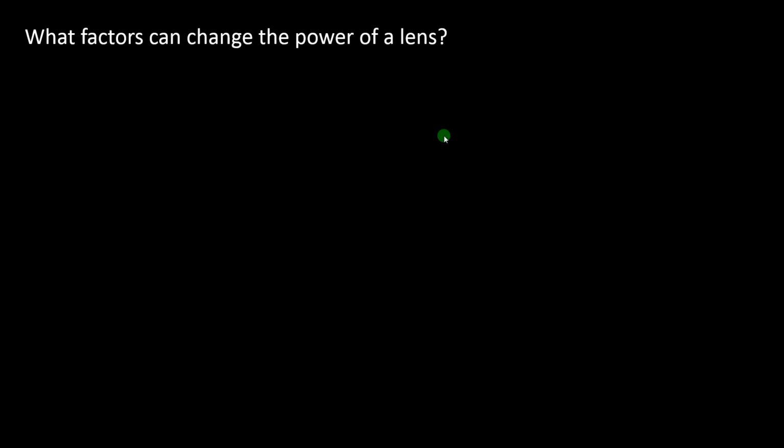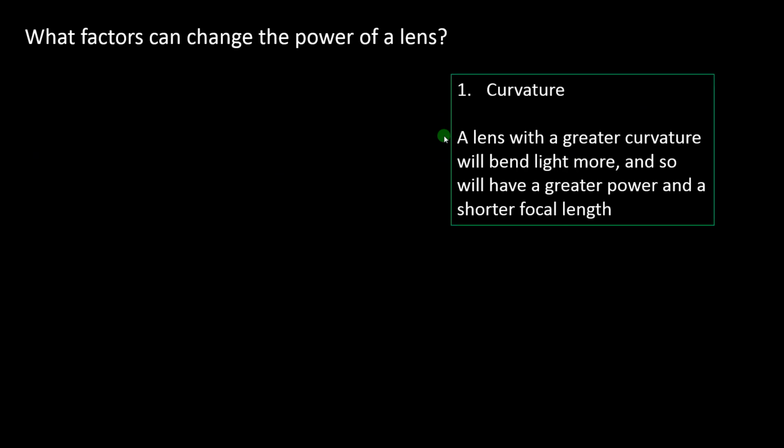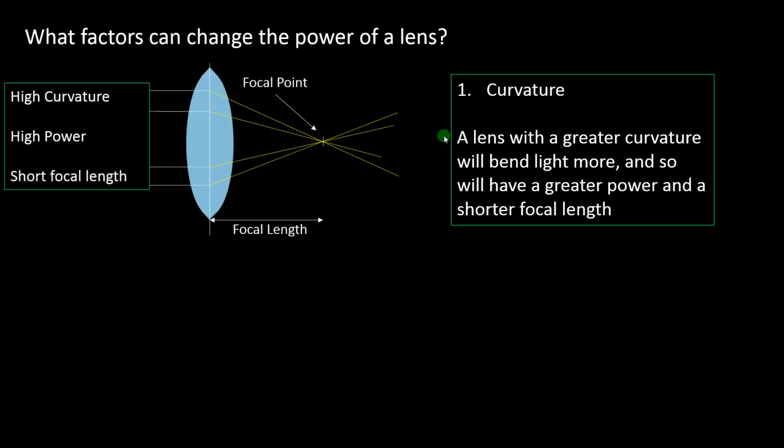Okay, so let's look at the two factors we need to know about then. The first of which is what we call curvature. So curvature is just basically how curved the surface of the lens is, and also relates therefore to how thick the lens tends to be, because to get a greater curvature you need to have a greater thickness.